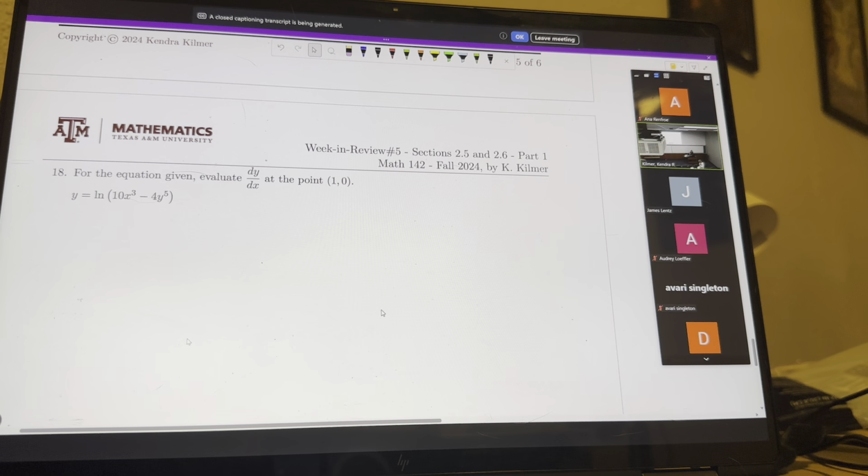But I'll go ahead and look at 18. Okay, so 18 says evaluate, and if you need to leave, that's completely fine. So evaluate dy/dx at the point (1, 0). So again, we're needing to find the derivative with respect to x. So we take the derivative with respect to x of both sides.